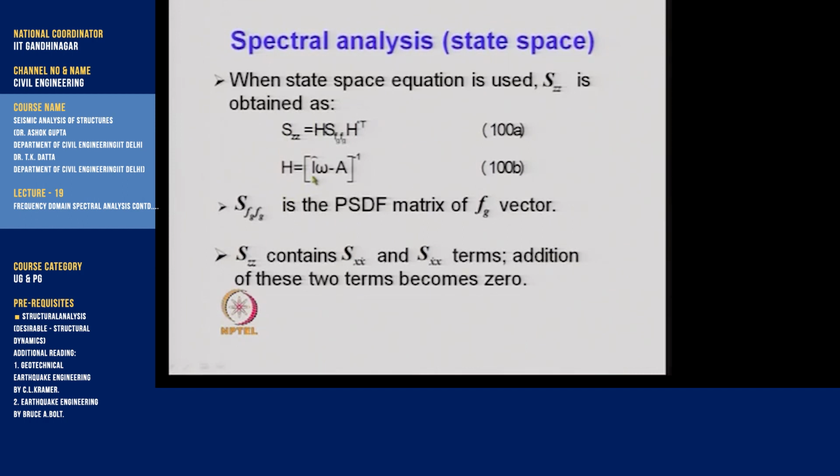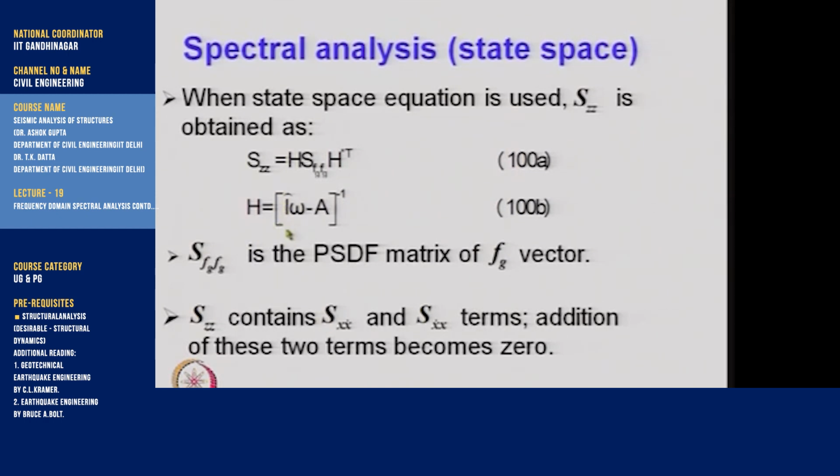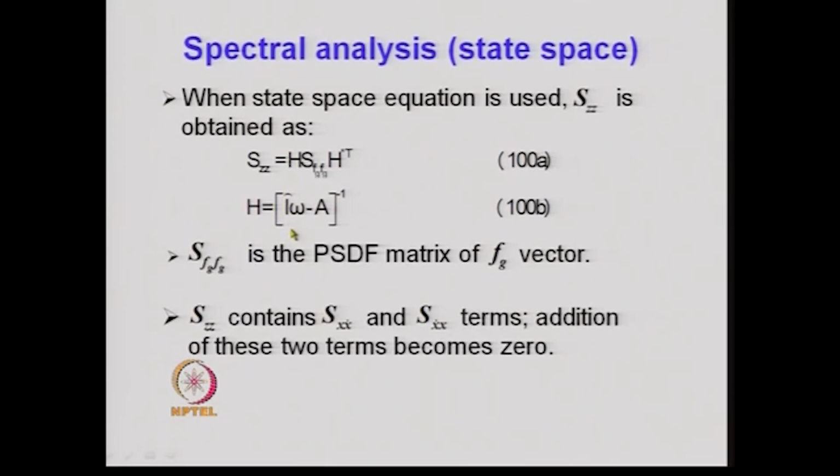So, it is written as I cap, that is an identity matrix of size 2n by 2n, and omega is the frequency, minus the A matrix that is again 2n by 2n, inverted, and if you recall, the equation in the state space is z dot is equal to Az plus fg.